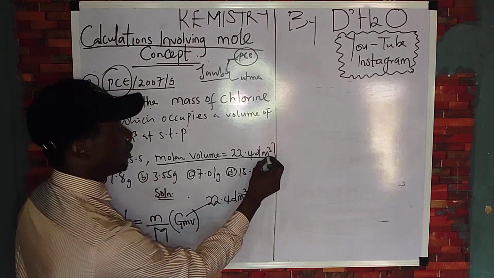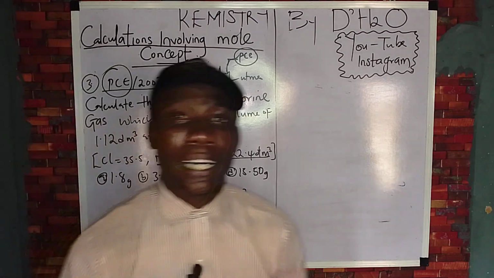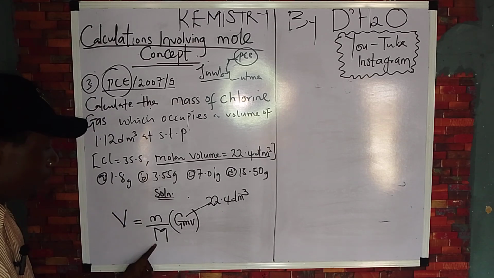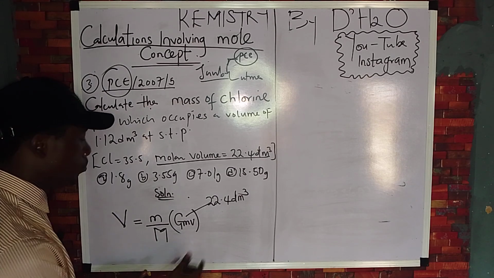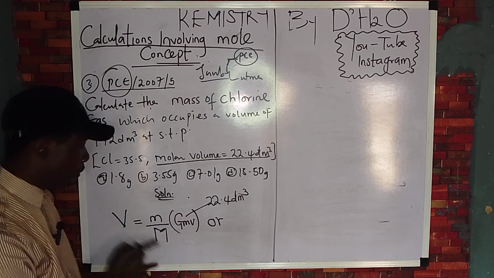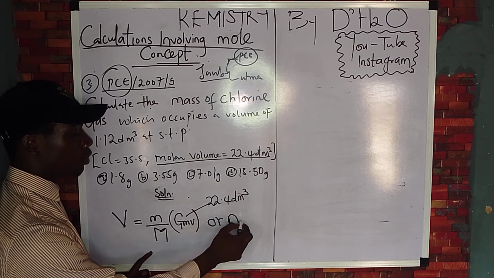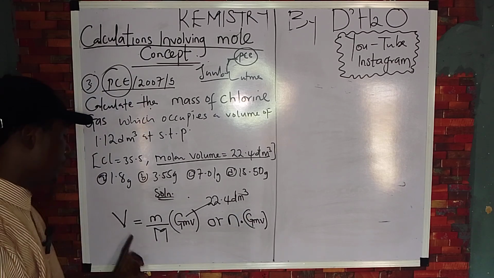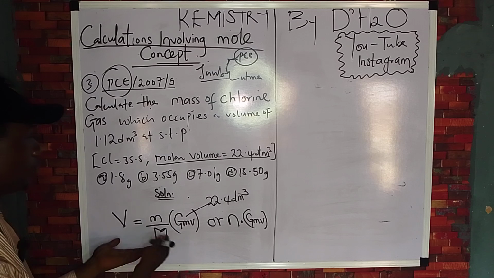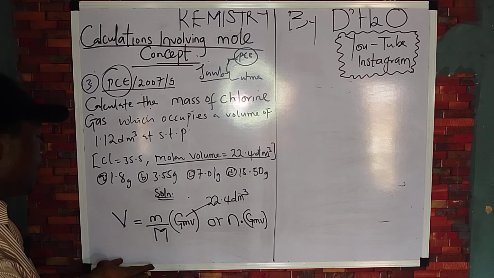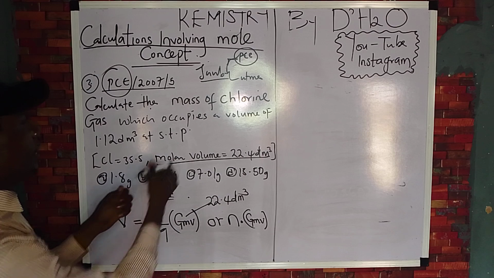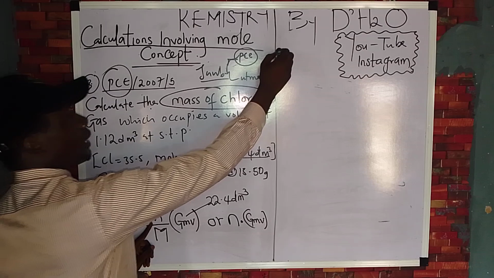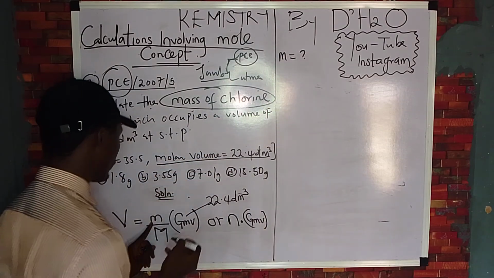That's what they gave us here. The volume occupied by 1 mole of a gas at what? Standard temperature and pressure. So you have volume is mass over molar mass times your gas molar volume. Or, just like I always told you, mass over molar mass is number of moles times your gas molar volume. So if it involves number of moles, you can just multiply directly. Now, how do we solve this very interesting and simple question? Calculate the mass. We are looking for mass of chlorine, which is this mass. So we'll say that our mass is unknown.